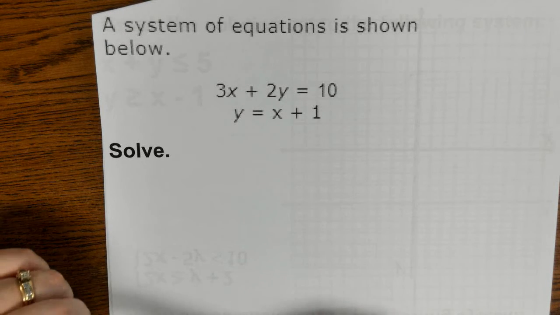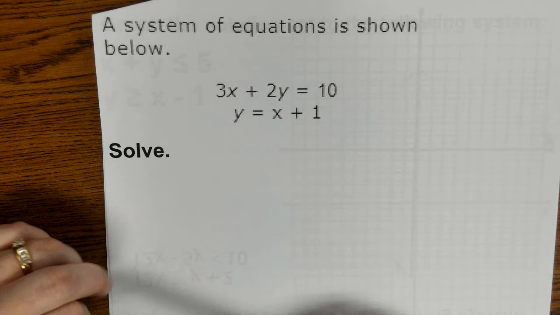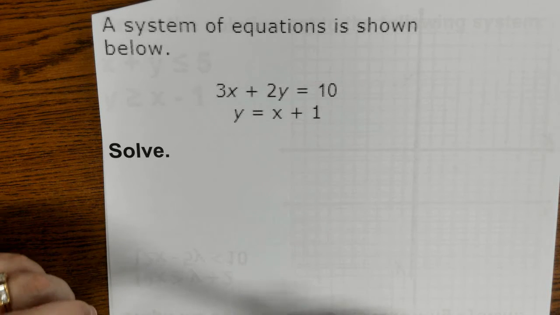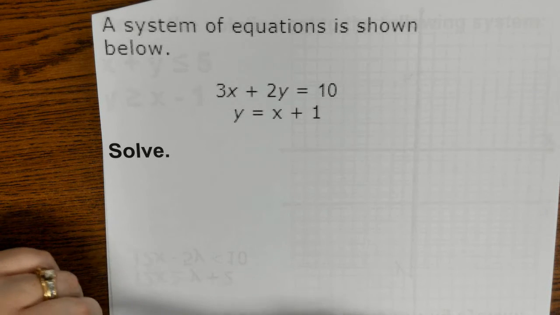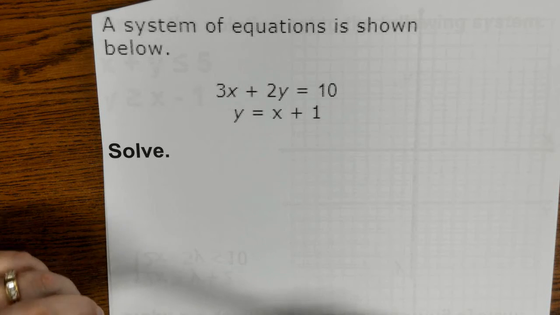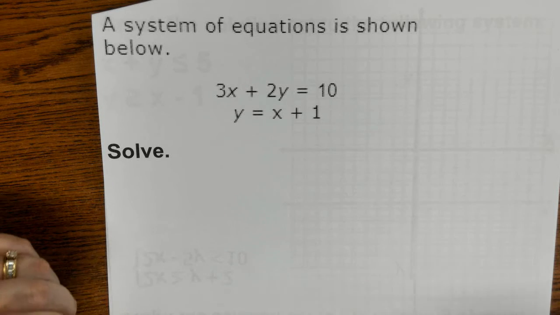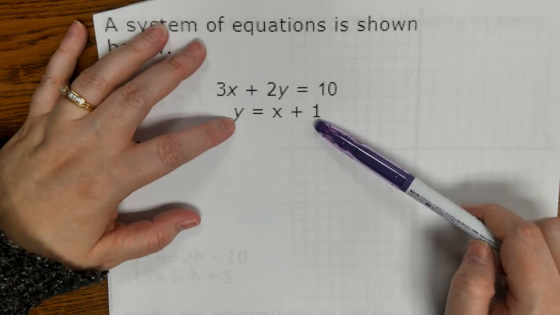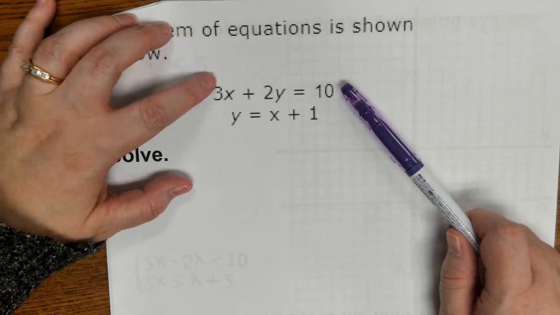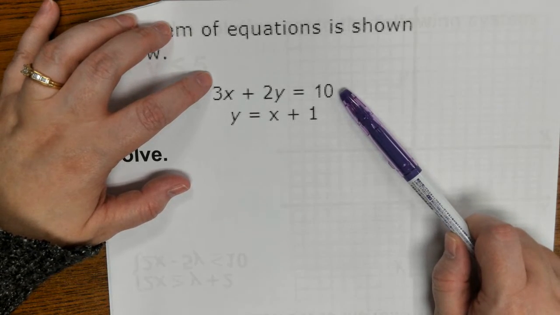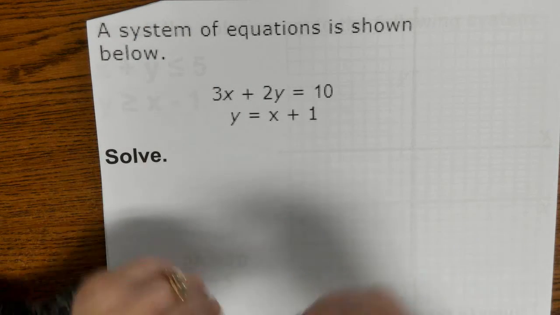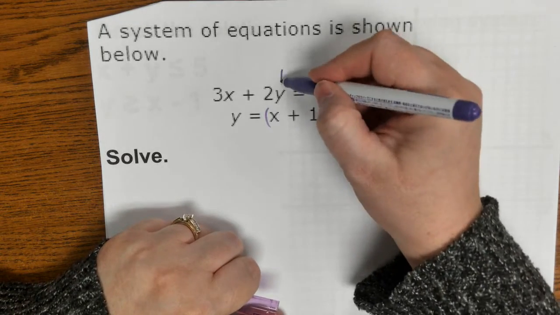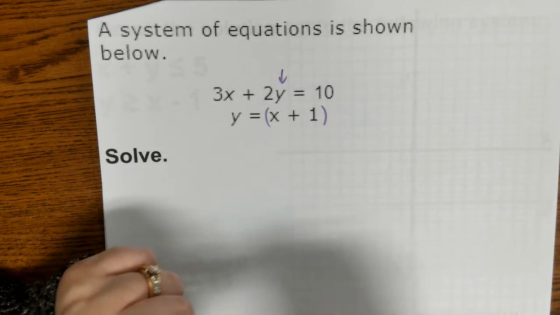All right, so a system of equations is shown below. We've got 3x plus 2y equals 10, and y equals x plus 1, and it says to solve. Does it say how we solve? No. So we've learned several methods, and when you're actually taking your test, you can pick. But since this one is in standard form and this one isn't, if I did elimination, I'd have to change this one. If I did graphing, I'd have to change this one. But substitution lets me go ahead and plug what y equals, which is this, right into that. So it's a little faster in this one.